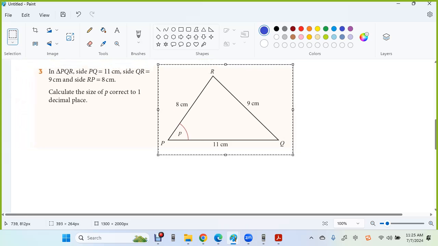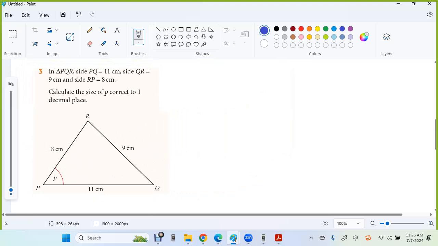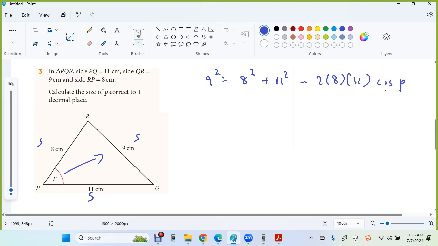Okay, next question number 3. So we have three lengths here. So this is SSS. We want to calculate the value of P. So 9 squared equals 8 squared plus 11 squared minus 2 times 8 times 11 cos P. So cos P will be 8 squared plus 11 squared minus 9 squared, divided by 2 times 8 times 11.